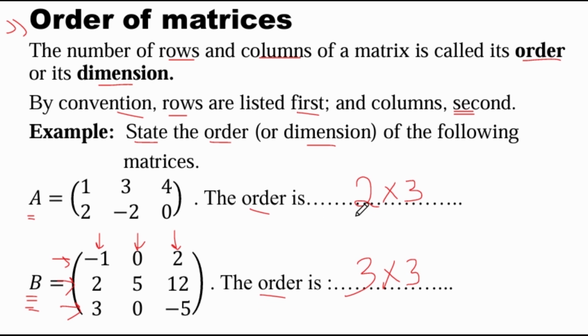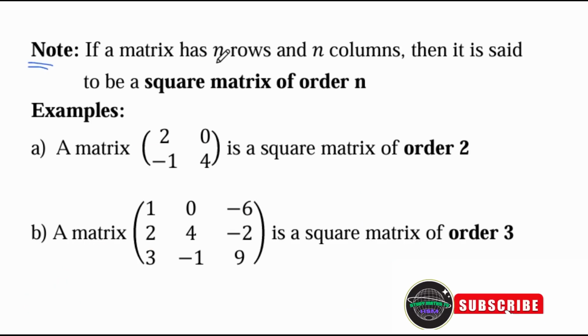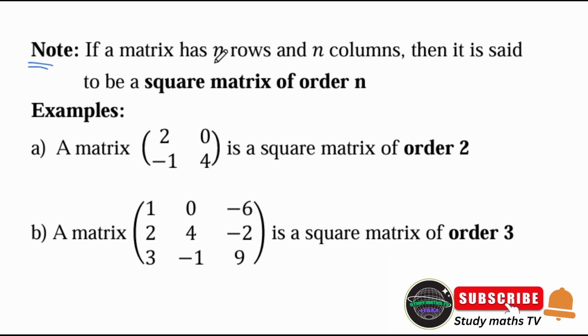As you can see, the matrix A has 2 rows and 3 columns, and matrix B has 3 rows and 3 columns. For the matrix A, the number of rows and columns are not equal, and for this matrix B, the number of rows equals the number of columns. This results in the following notice. If a matrix has n rows and n columns, meaning that the number of rows and columns are equal, then it is said to be a square matrix of order n.